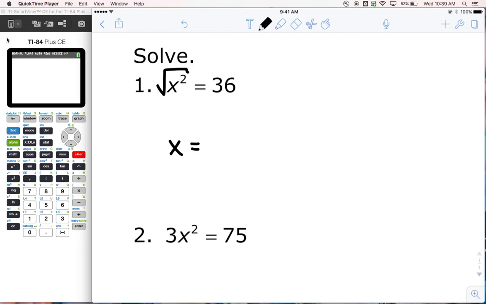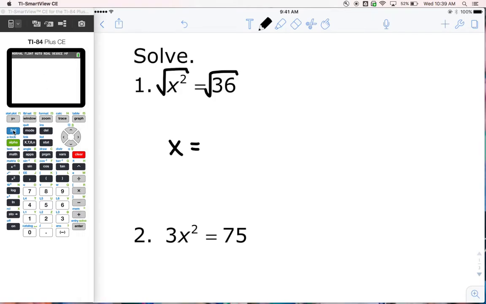So the square root of x squared is x. Now, if I square root the left side of the equation, gotta be fair, and I got to square root the right side. And the square root of 36, we all know, and if you don't know, use your calculator, right? Square root of 36 is just 6, right? Perfect. But that's not all.